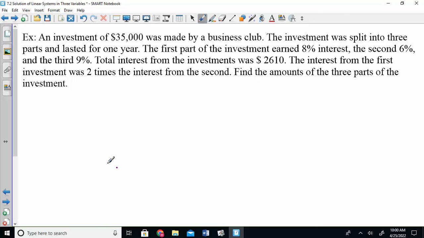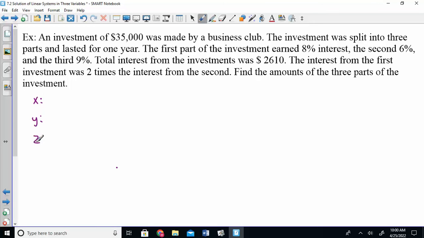So an investment of $35,000 was made by a business club. The investment was split into 3 parts and lasted for 1 year. The first part earned 8%, the second part earned 6%, and the third 9%. All right, let's stop right here. What am I trying to find? The amounts of 3 parts invested.